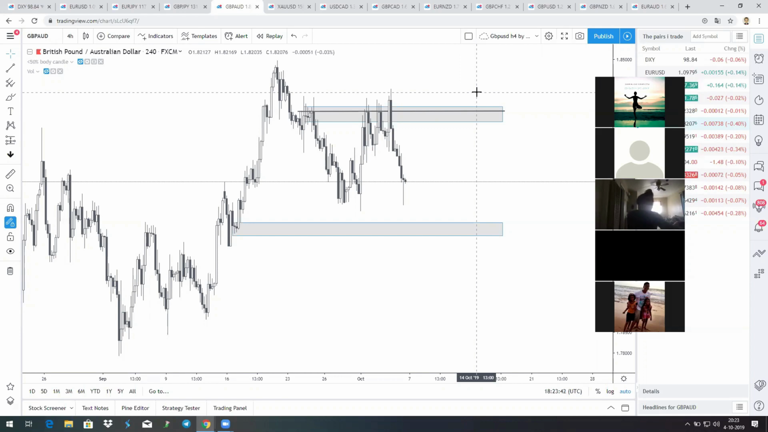Would that be considered at the buy demand level? Yes, possible. Yes, but not right now because the market is already closed. But this could be a possible buy entry indeed. But on lower time frame, right?